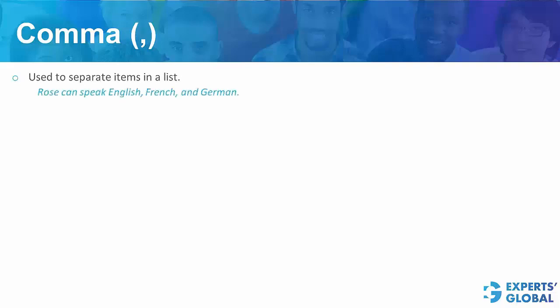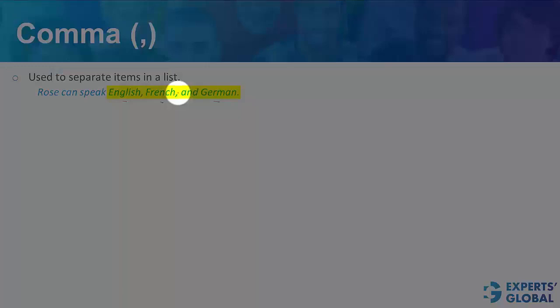For example, look at this sentence. You have "Rose can speak." Now a list of languages, English, French, and German. Since it is a list of more than two elements, we have a comma here, the Oxford comma.